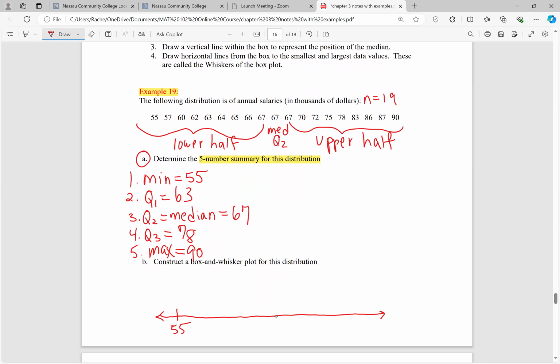Think of a scale that works. I'm not going to count in ones, meaning 55, 56, 57, all the way up to 90. The graph's going to be a mess. But I think fives work, right? Let's go in fives up to 90. So we're going to go 55, 60, 65, 70, 75, 80, 85, 90. So that's a perfect scale.